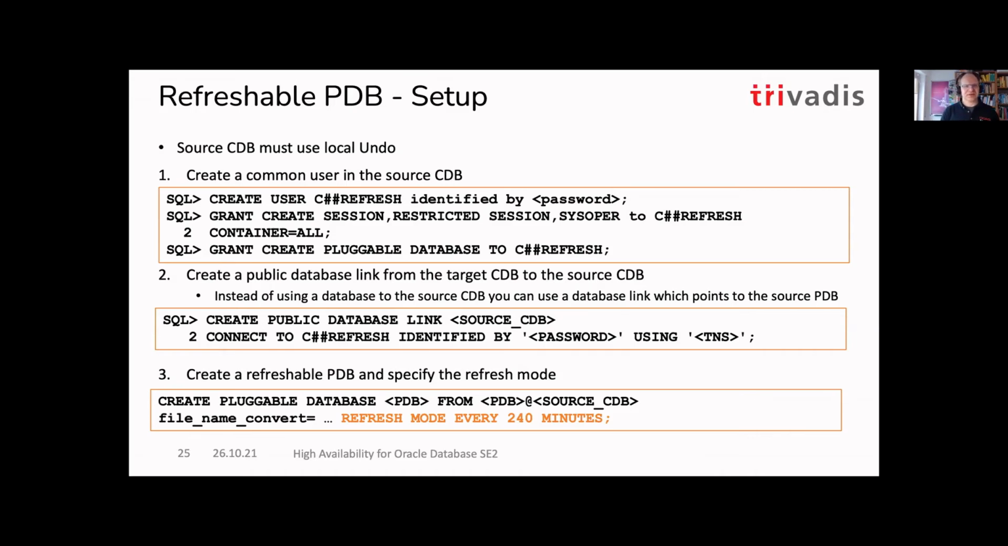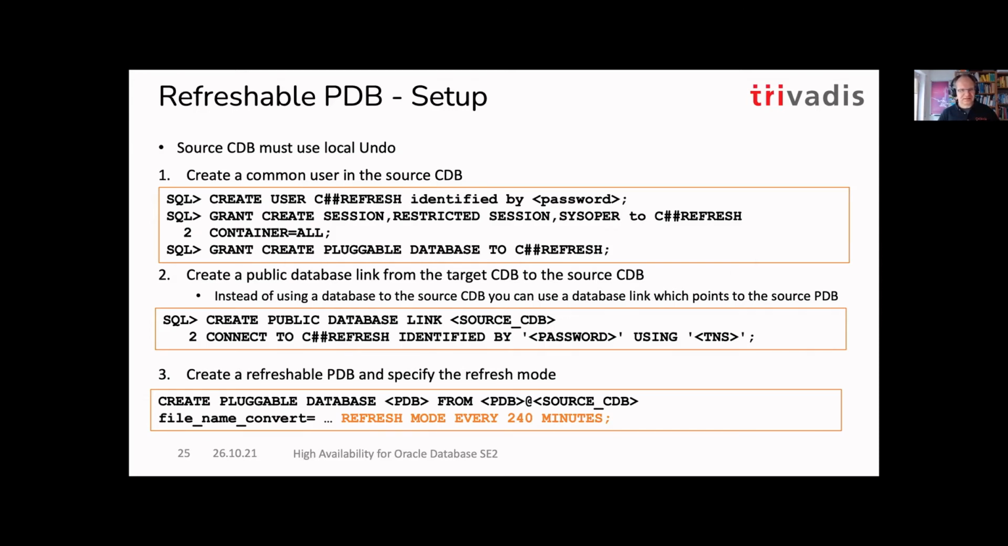On the source database, the user needs the create pluggable database privilege. We do not create a pluggable database on the source, so it's astonishing, but it's required. Then we need a public database link from the target database to the source database with a simple, well-known syntax.